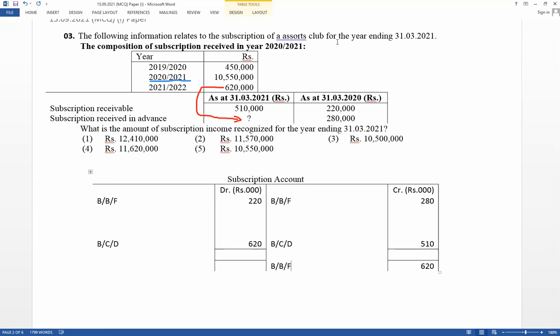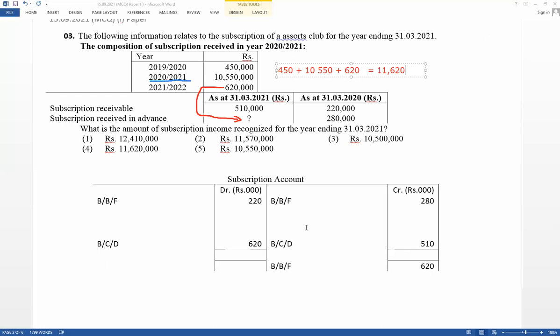Think, during the accounting period, subscription received for last year, this year, next year, all three values were received in cash during the accounting period. Think 450, 10,550, and 620, values in thousands. All three values were received during the accounting period. Therefore, that value should be recorded as subscription received in cash: 450 plus 10,550 plus 620. Therefore, subscription received in cash during the current period equals 11,620.